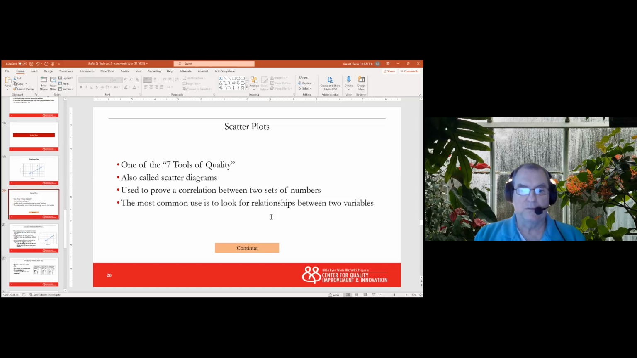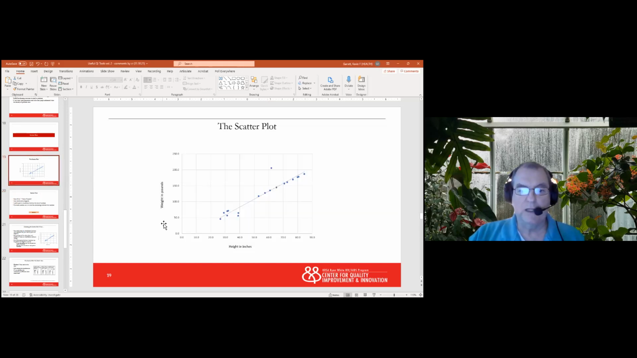What scatter plots are good for is looking at a correlation, or proving a correlation, between 2 sets of numbers. So it's 2 variables we're looking at, right? If I go back to this chart, I'm looking at weight in pounds and height in inches. What I'm showing here with my made up data is that there's a correlation, because all these points are snug to the line, between weight in pounds and height in inches, which kind of makes sense, right? I threw in the outlier just to show that you can have outliers.